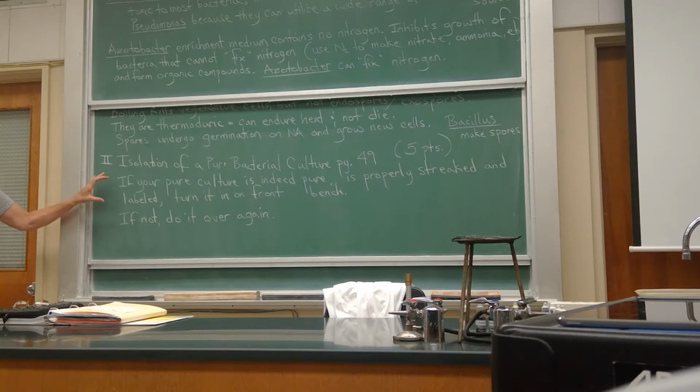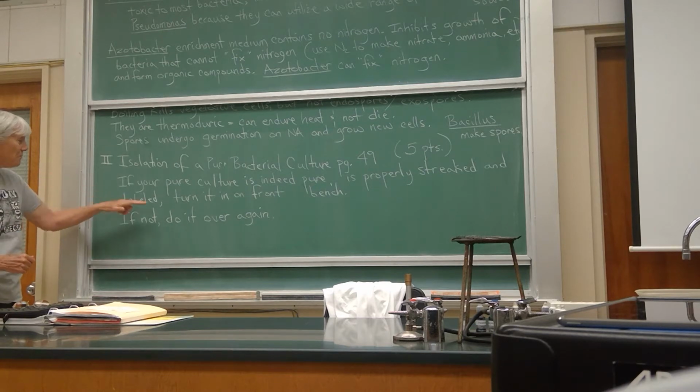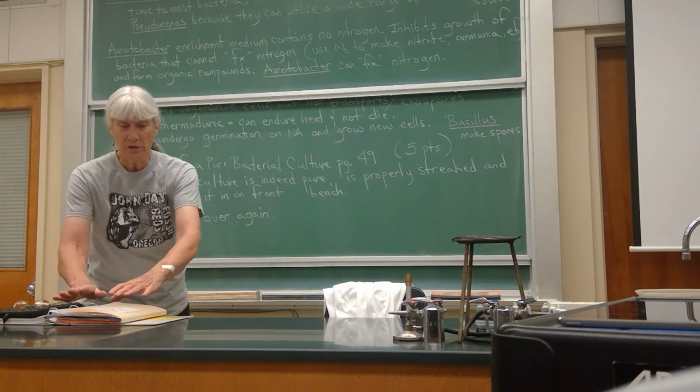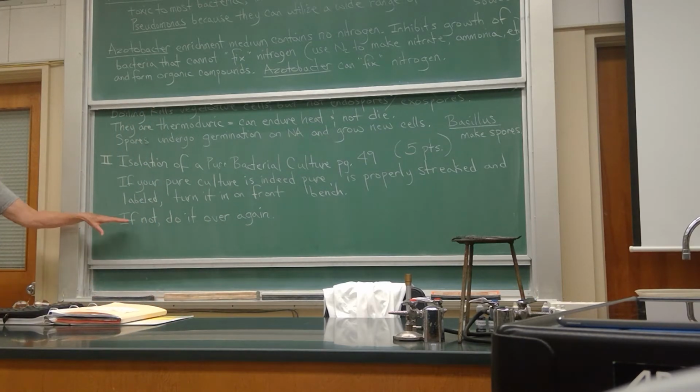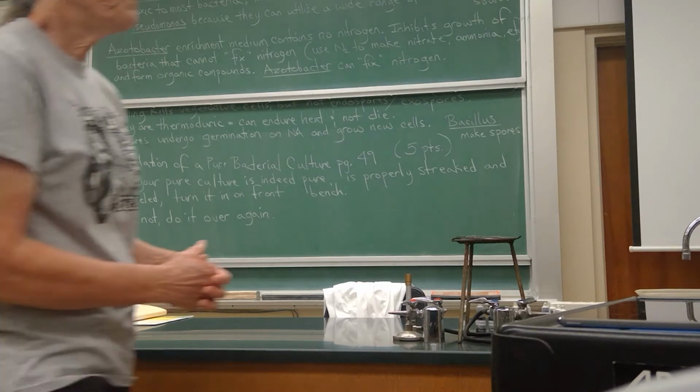So if you have a culture that is indeed pure, it's properly streaked, you have isolated colonies, and it is properly labeled, again, your name, the date, the medium type, the culture ID. You can't say mix A, mix B. If it fits those criteria, turn it in. It's going to go right here on the front bench. I cleaned this already. If it's not, you look at it and go, no isolation. Or you look at it and go, that's not pure at all. I've still got Bacillus and Serratia. Just do it again.